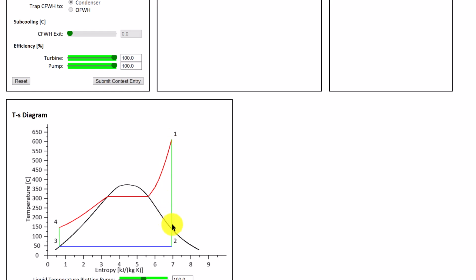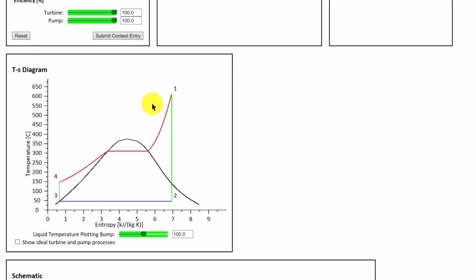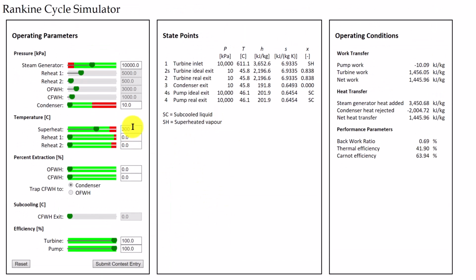So in order to get the turbine process, the green line, farther over to the right and get this out into the superheated region, the temperature at this point 1 is going to become extremely high. Notice it's already up around 600 degrees. So that point 1 is at 10 megapascals and 611 degrees. That's probably already beyond what materials can survive at. So we need to restrict that temperature. We can't let it go up that high. So I'm going to drop it back to 250.